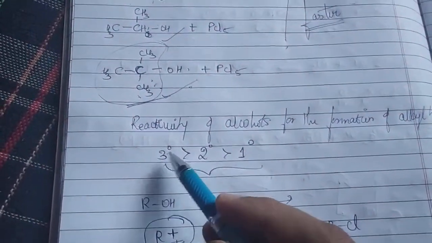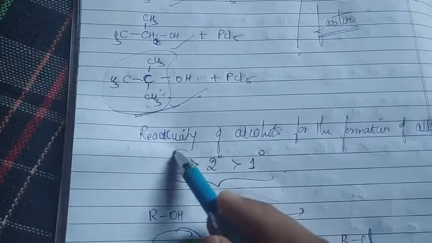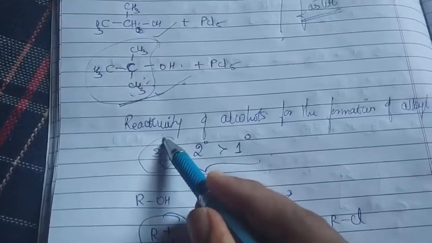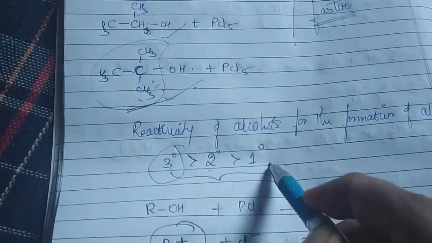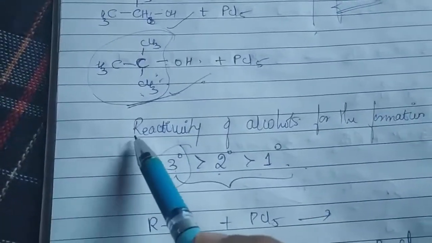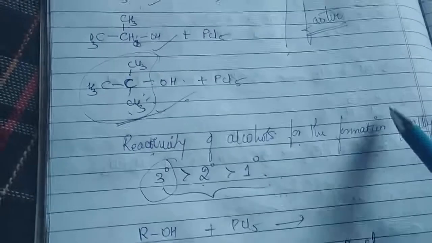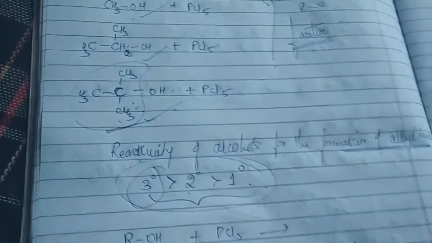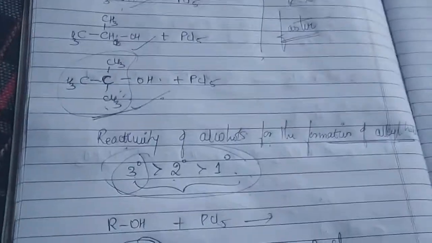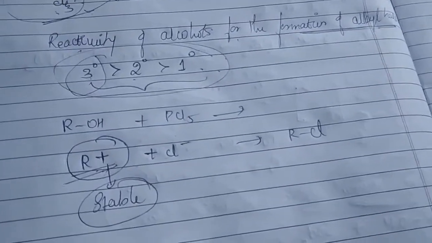In case you have used all the three alcohols, first will be giving you the product from your tertiary alcohol, then will be your secondary, then will be your primary. So the reactivity of the alcohols for the formation of the alkyl halide favors this phenomenon: first is your tertiary, then is your secondary, then is your primary.